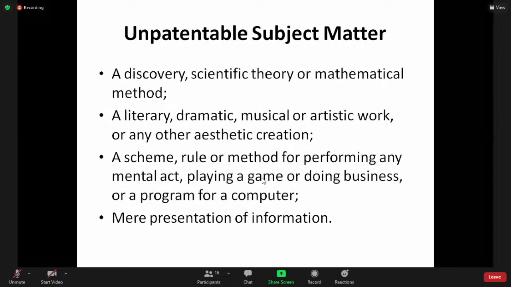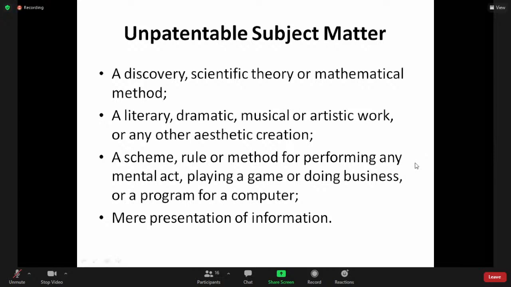What cannot be patented? Discoveries, scientific theories or mathematical methods. These cannot be patented. A literary or dramatic, musical or artistic work or other aesthetic creations, just for the sake of your leisure. A scheme, rules, or method of performing any mental act, playing a game or doing business, or a computer program for a computer. So there is some problem with computer applications, but I will tell you what you can patent, right? And mere presentation of information.